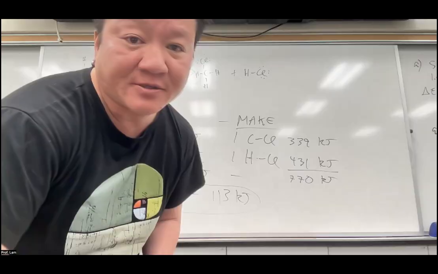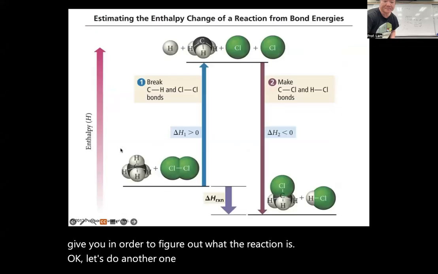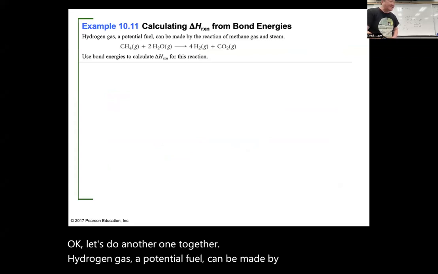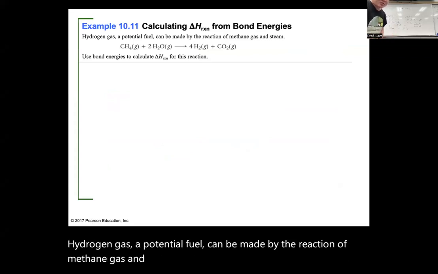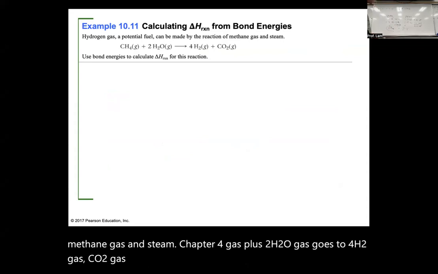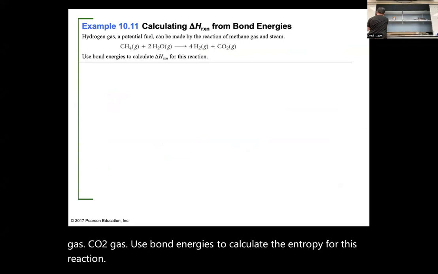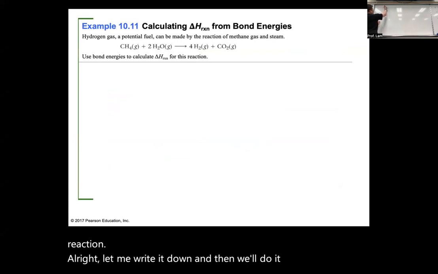Okay, let's do another one together. Hydrogen gas, a potential fuel, can be made by the reaction of methane gas and steam. CH4 gas plus 2H2O gas goes to 4H2 gas plus CO2 gas. Use bond energies to calculate the enthalpy for this reaction. All right, let me write it down and then we'll do it together.